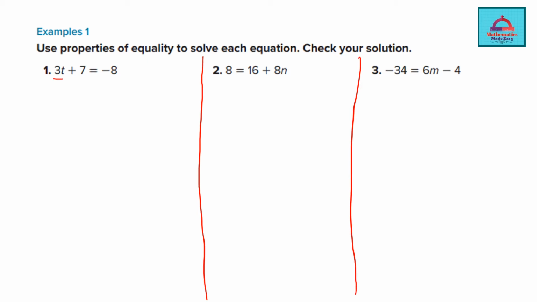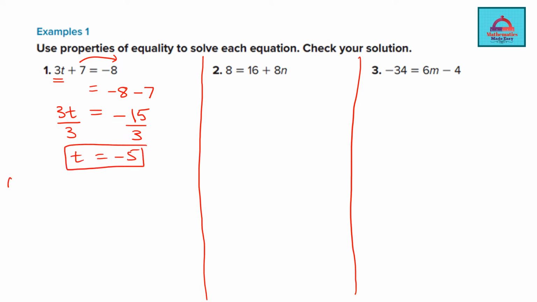So to solve for t or whichever variable, you have to isolate that variable. Means you have to make it alone. So I make this 7 on the other side. It will change sign and become minus 7. So this is minus 15 and 3t only here. Now 3t equal to minus 15. 3 is multiplied to t, so divide by coefficient of t, that is 3, and your t comes out to be minus 5.